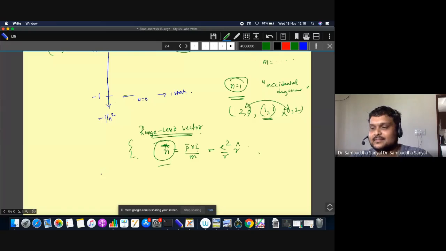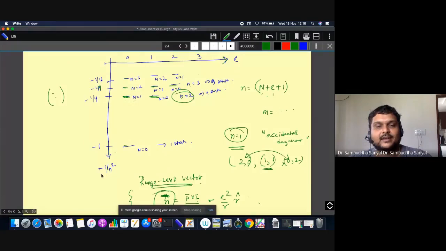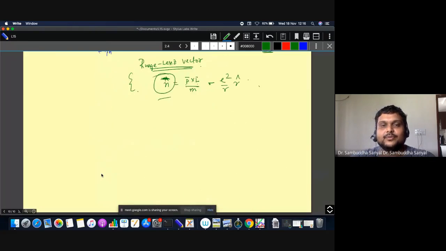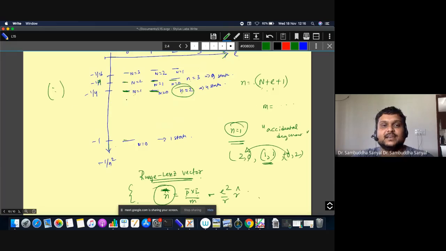I will not go over the full detail of this problem, but I will give you an assignment problem to show that from this N you can construct an operator. Again, you elevate everything to be an operator, and that operator commutes with the Hamiltonian. That will give you another whole set of symmetry, and that symmetry will account for these degeneracies.